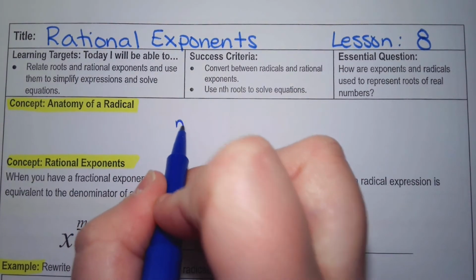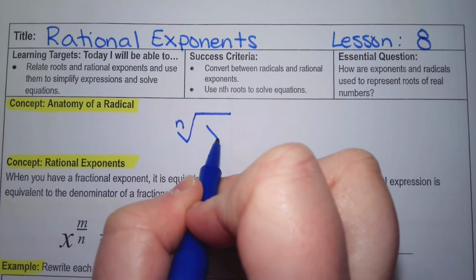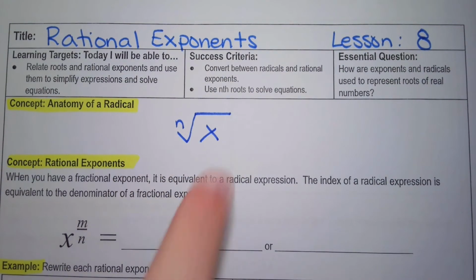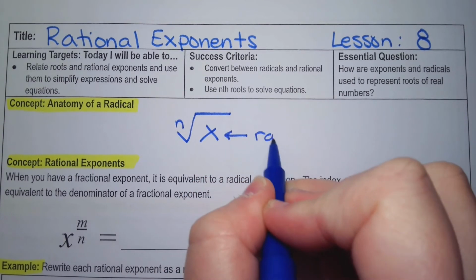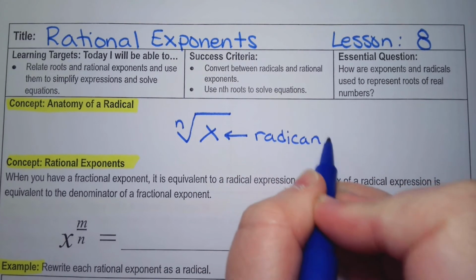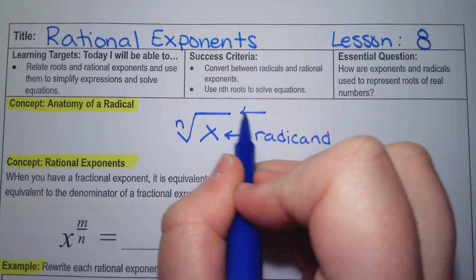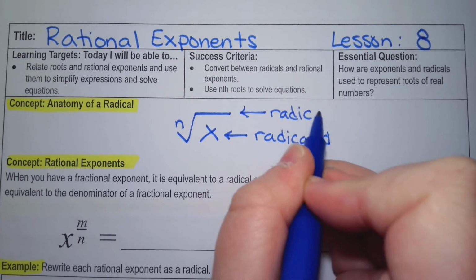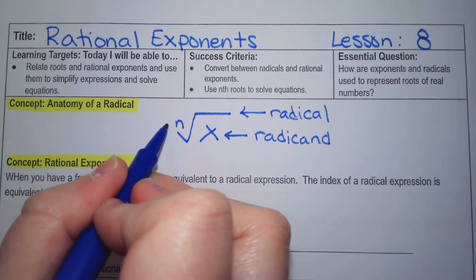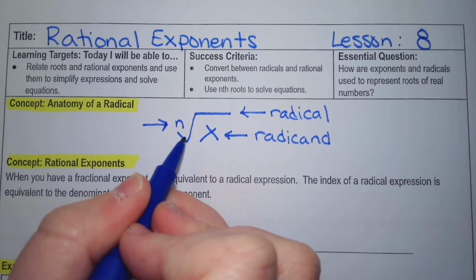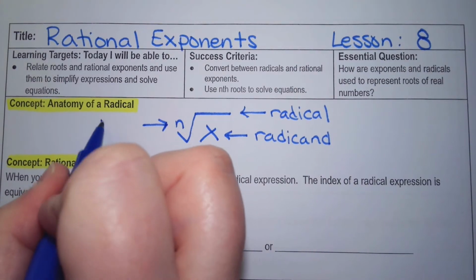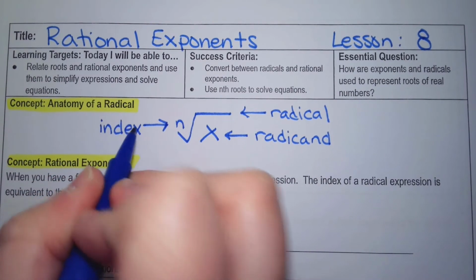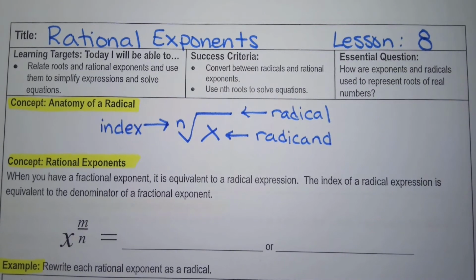So you guys are probably familiar with what a radical looks like. So we have three pieces to the radical. We have what's underneath it, which is called the radicand. Then we actually have the radical itself, but we also have this little n here, which is going to be replaced with a number, and this is called the index. And we're going to be referencing the index quite a bit in this lesson.